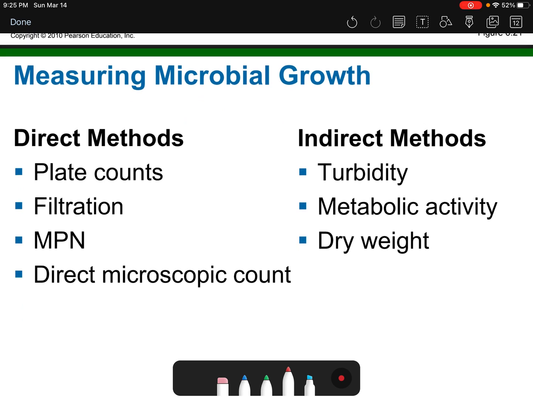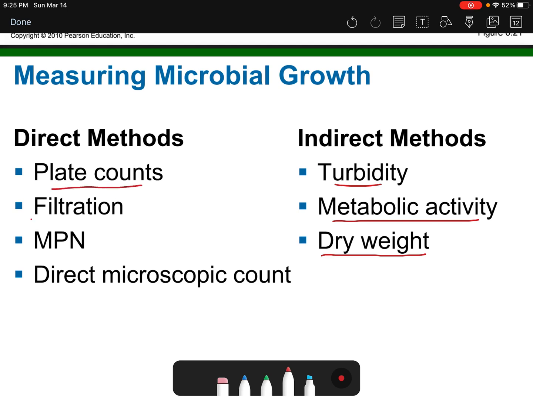Some other ways we can look at indirect are, besides turbidity, metabolic activity. That's by doing some of your tests like fermentation tests. Obviously, if it can change the phenol red tubes from red to yellow, we know there's some activity there. We know that your bacteria is growing and dividing if it can do that metabolic activity. We can also measure the dry weight of the microbes to determine if you have a heavier amount from one period to the other. That means that they've divided and there's more of them.